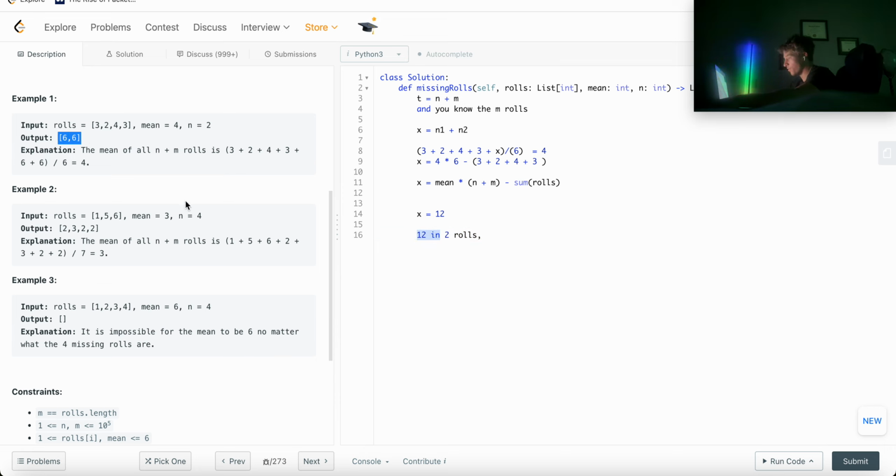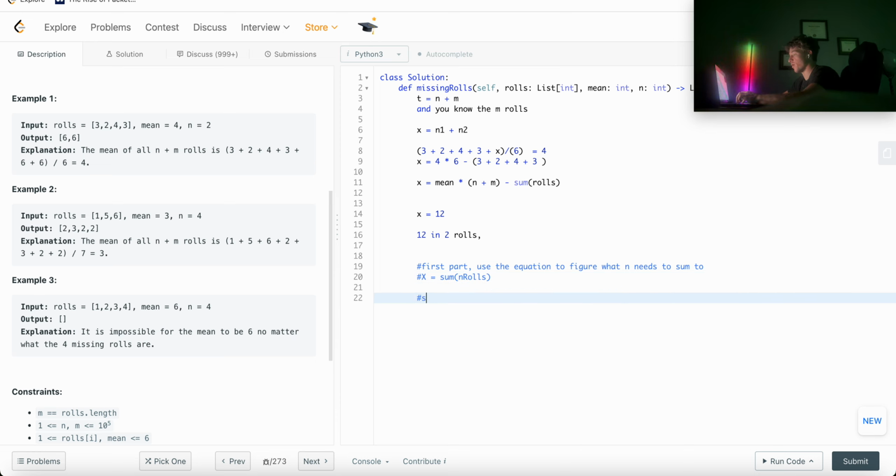So there's kind of 2 parts to this problem. The first part is use the equation to figure out what n needs to sum to, and then we'll call that big value x. That means that the sum of the n rolls needs to equal x. So then for the second part, how are we going to find those rolls?